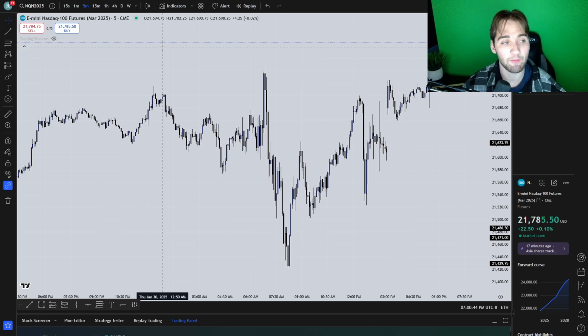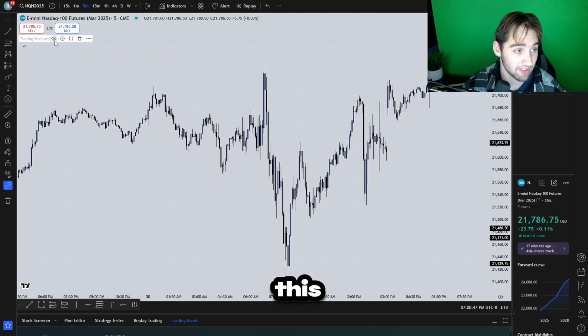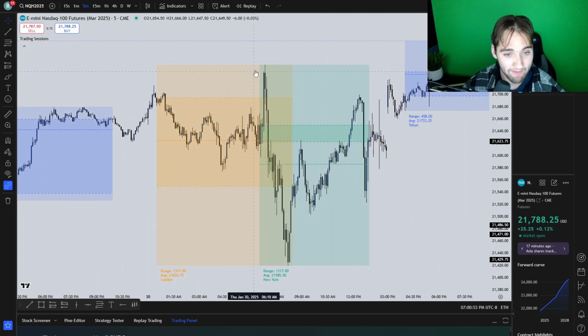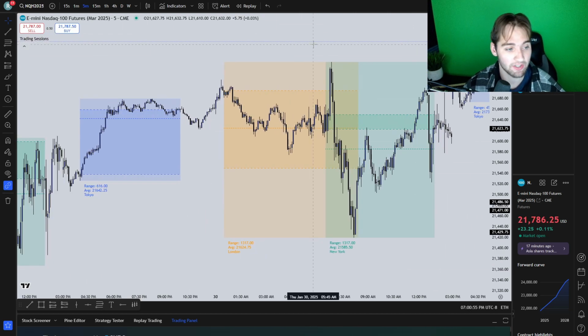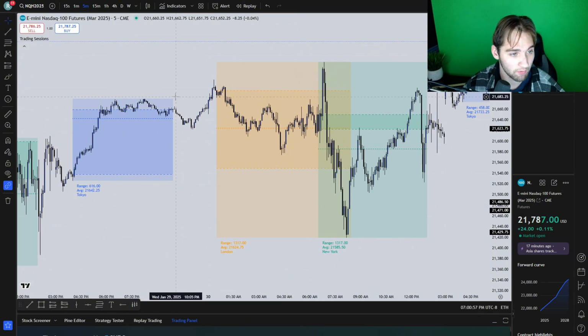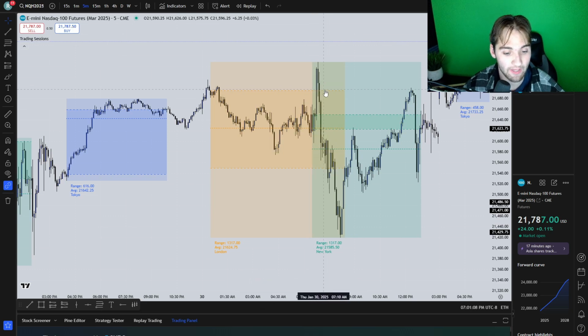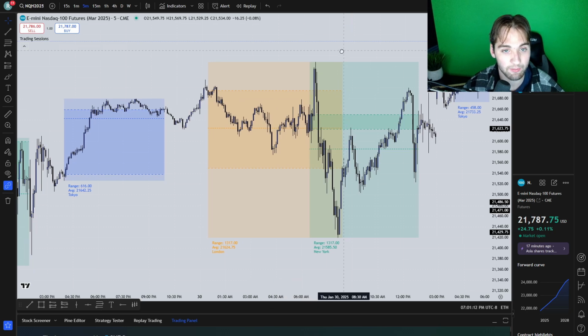So I want you to know that there's 3 sessions, and this indicator marks those sessions for you, so you don't have to look through the time. If I turn this bad boy on, look at this. It highlights Tokyo, it highlights London, and then it highlights New York. New York and London actually overlap in time, right when New York opens, for around 2 hours or so.